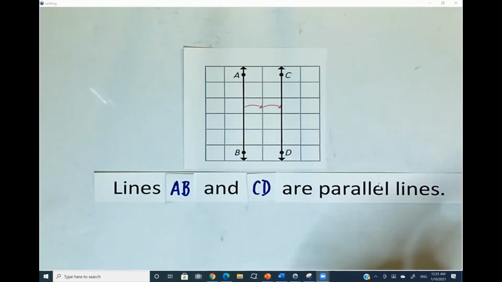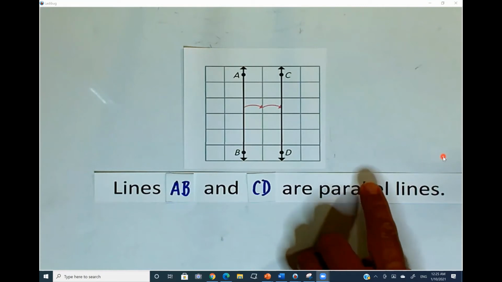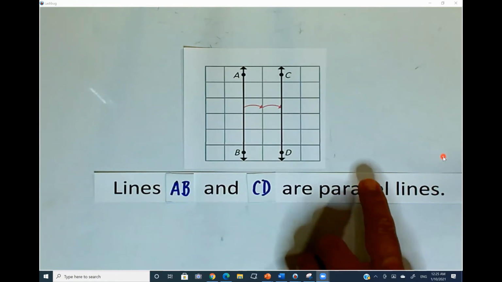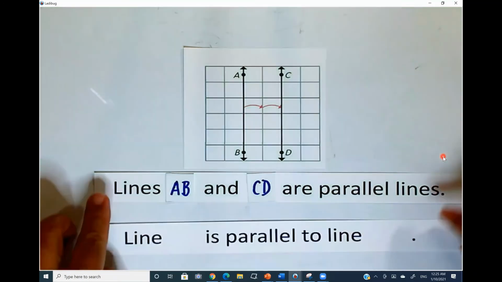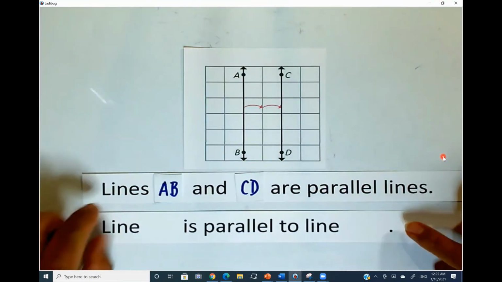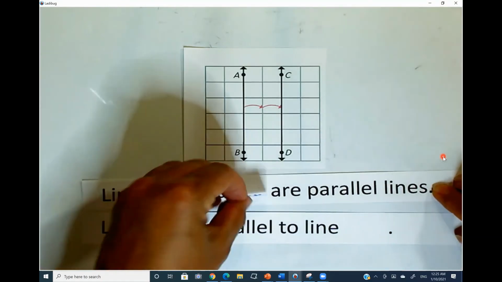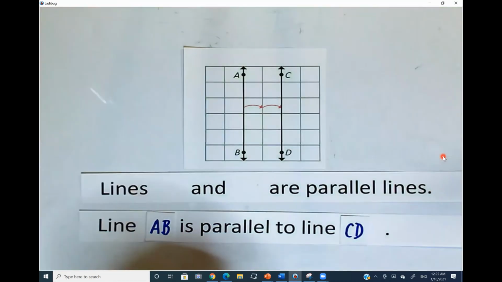Now something interesting I want you to notice is how to remember their name: look at the word parallel. If you look at the word parallel, the two L's are making parallel lines. They're keeping the same distance. So I remember that parallel lines have within the word the two parallel lines. Now the same sentence, I can tell it a little bit differently, which could be line AB is parallel to line CD. So these are two sentences you can use to describe parallel lines.